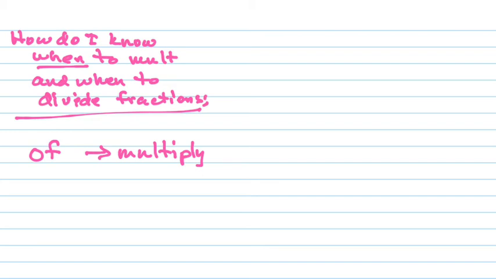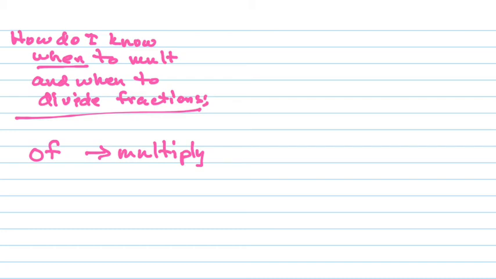The word of means what operation? Multiply. Okay? And we'll go through several examples of this as we go. So if you see the word of, think multiply. 3/4 of the students in this classroom will get excellence. Okay? And all of you all. Okay. I've got high expectations, right?